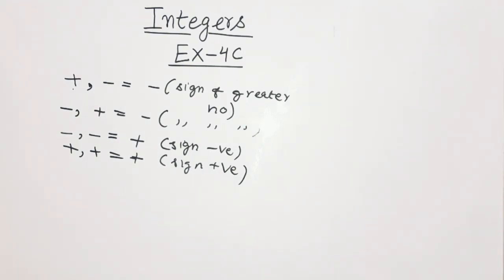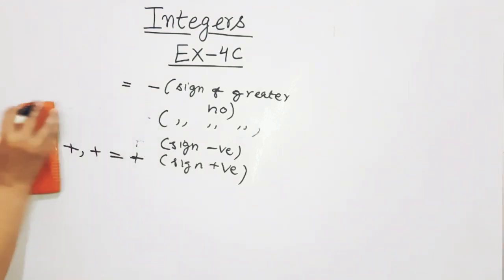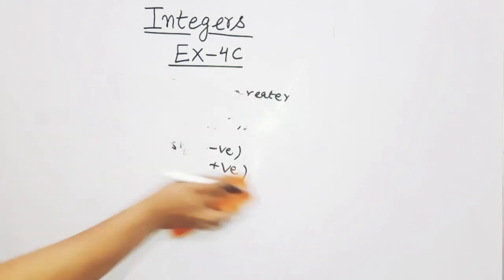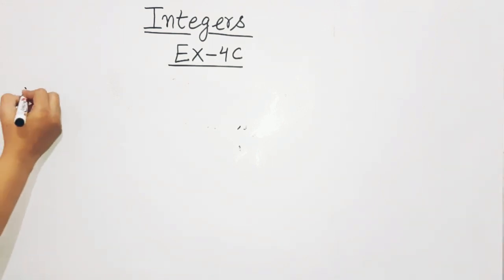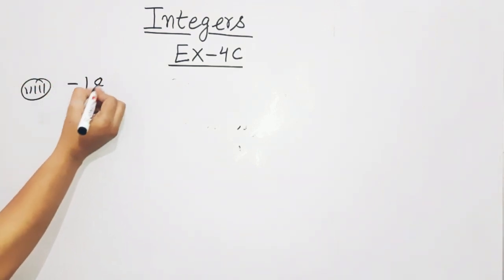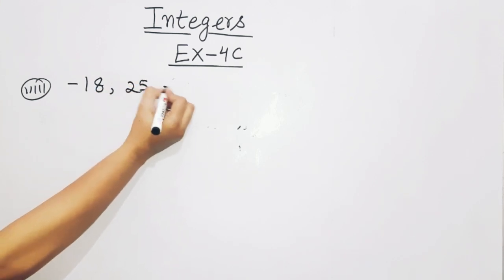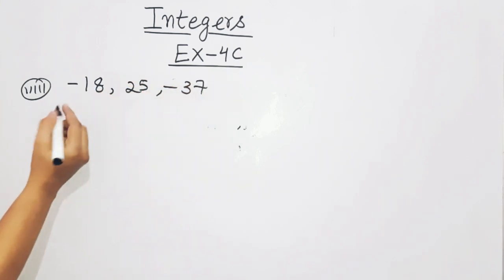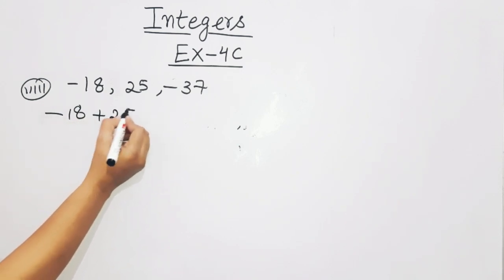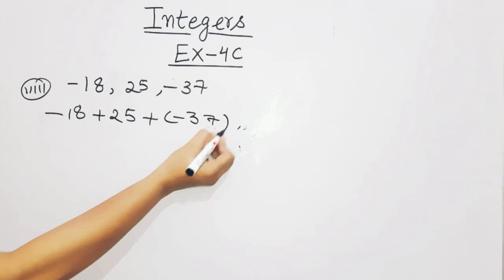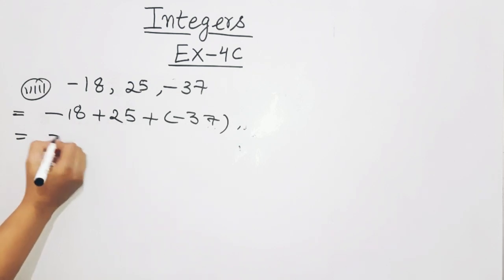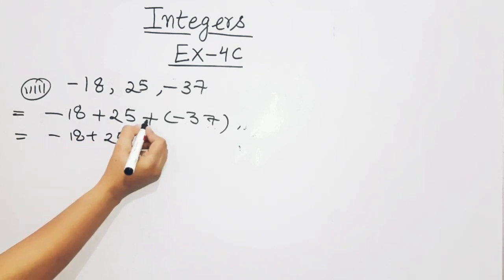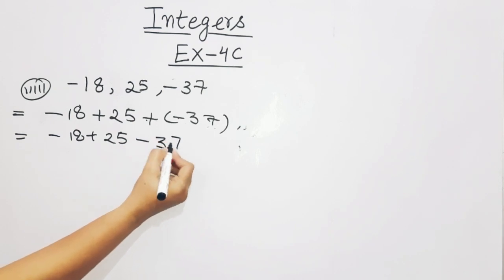So that girl Tanya Singh has not mentioned any option number, so I cannot explain all the 10 options. I am explaining the last 3 options, which have more than 2 integers. The 8th option was minus 18, 25 and minus 37. We have to add these 3. So minus 18 plus 25 plus minus 37. Sum means add, so we are adding all the integers.